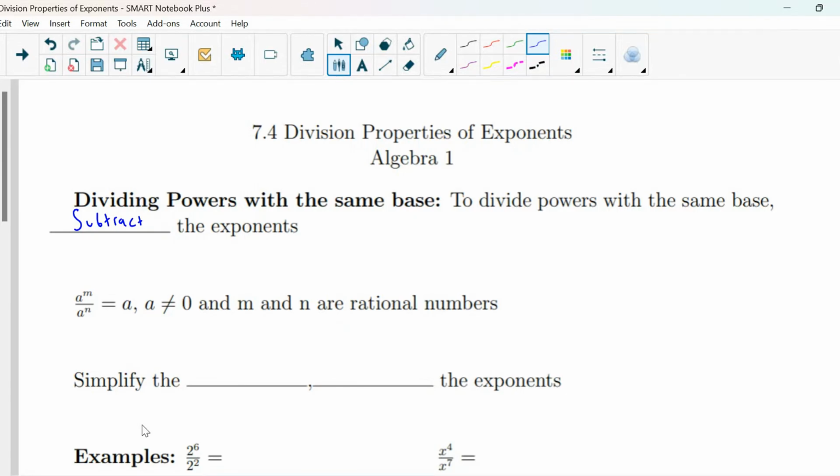So if I have a to the m over a to the nth power, that's the same as saying a to the m minus n power. Once again, your base can't be 0 and your exponents must be rational numbers. So our steps here: we have to simplify the coefficients.